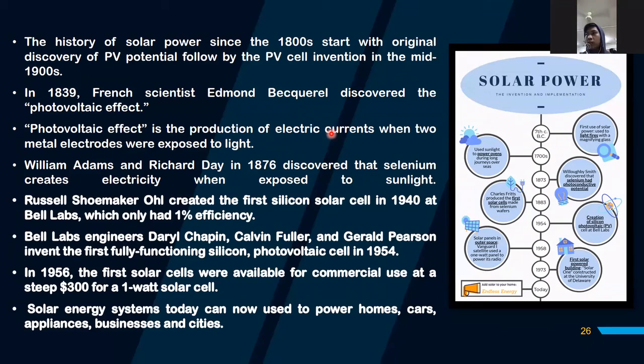In 1873, Willoughby Smith discovered that selenium had photoconductive potential. In 1883, Charles Fritts produced the first solar cell made from selenium wafer. Next, in 1954, creation of the silicon photovoltaic PV cell at Bell Lab. Next, in 1958, solar panel in outer space, the Vanguard satellite used a 1 watt panel to power its radio. In 1973, the first solar-powered building, Solar One, was constructed at the University of Delaware. And today we can see solar everywhere.